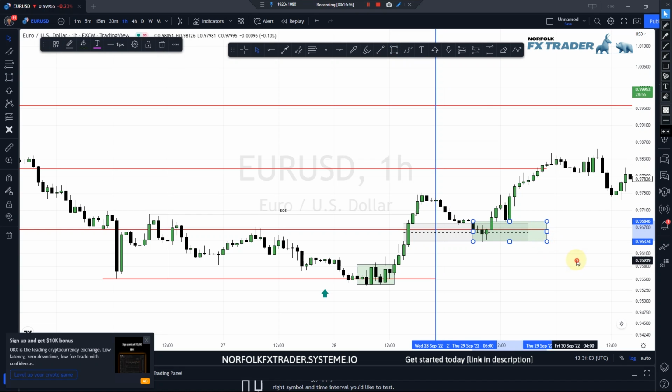So there's an area of demand where the market pushes through, breaks this structure here in the market. So there's a drop, a lower high, a drop through, leaves this little structure area, we break it, we pull back. There's your entry on a 15-minute.